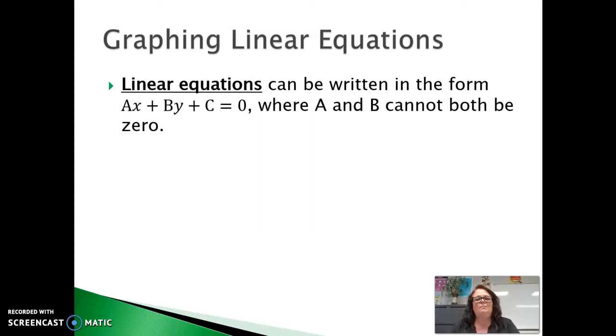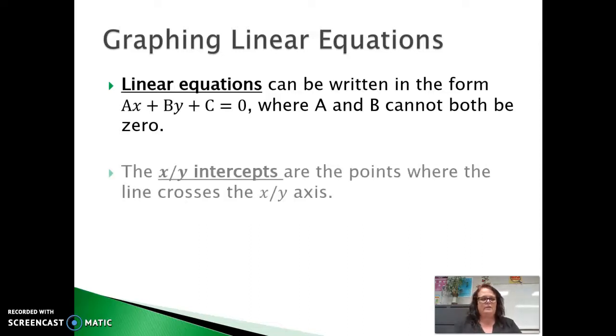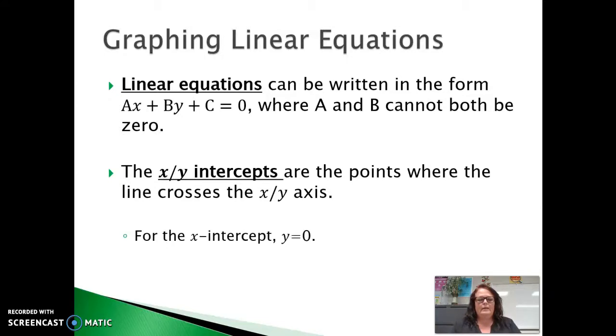And then we don't want a and b to both be 0 because we want at least one variable in the problem. If x is the only variable in the problem, you'll see later that that's a vertical line. And if y is the only one, then that is a horizontal line. The x and y intercepts, like we talked about the other day, are the points where the lines cross the x-axis or the y-axis. For it to be an x-intercept, your y value has to be 0. And for it to be a y-intercept, your x value has to be equal to 0.